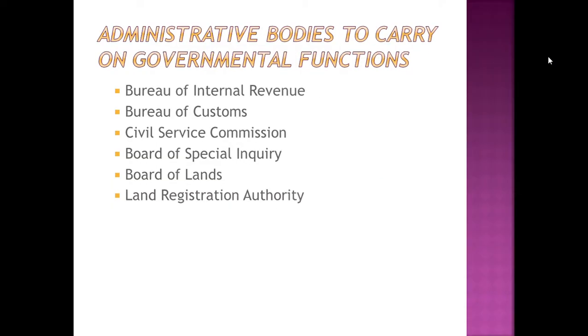Third group, administrative bodies to carry on governmental functions. We have the very famous, the Bureau of Internal Revenue, because taxes or tax is the lifeblood of the state. It is the lubricant for the machineries of the state. We have the Bureau of Customs. We have the Civil Service Commission, which also disciplines erring public servants. We have the Board of Special Inquiry. We have the Board of Lands, and we have the Land Registration Authority.